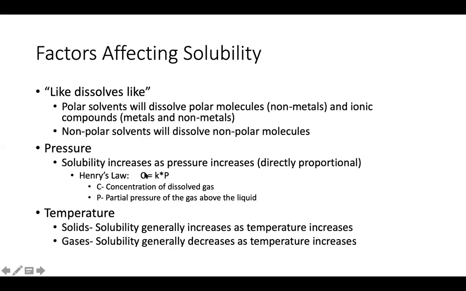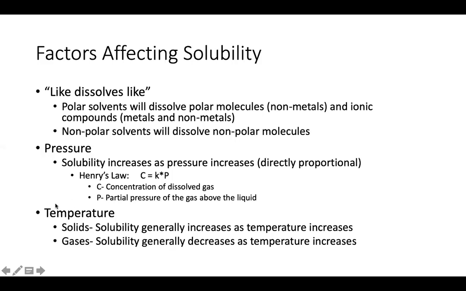And so Henry's law says C, which is the concentration of dissolved gas, is equal to K, which is some constant that you would solve for or be given, times P, which is the partial pressure of the gas above the liquid. Okay, so as you can see from the equation, pressure and concentration are directly proportional. If one increases, the other will increase. If one decreases, the other will decrease. Okay, so Henry's law is very, very important.